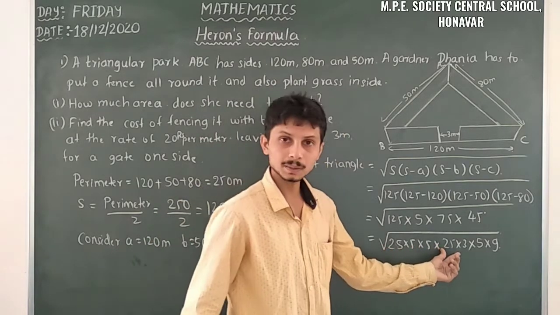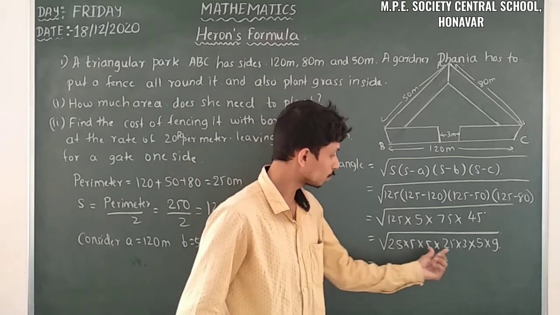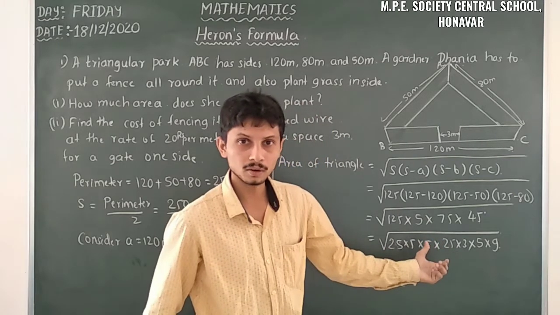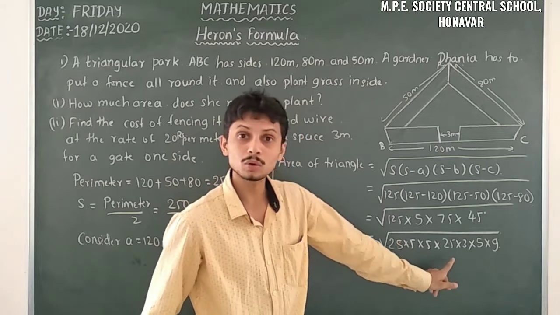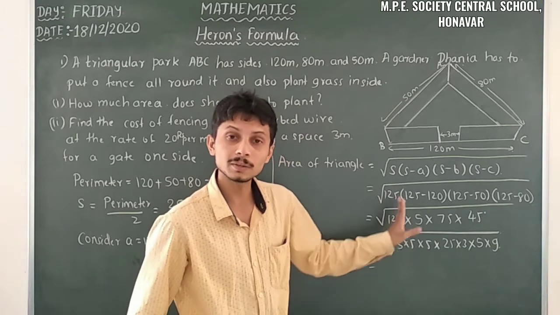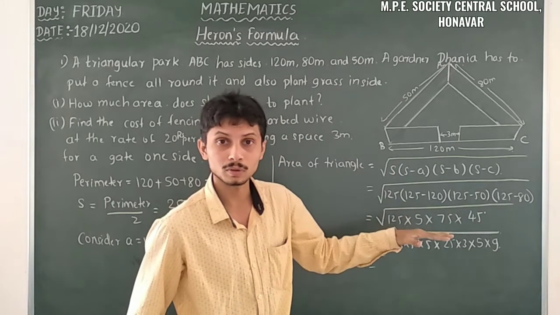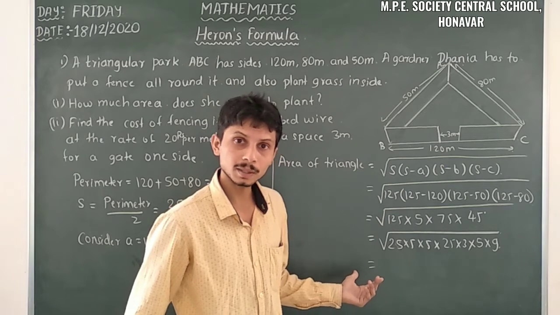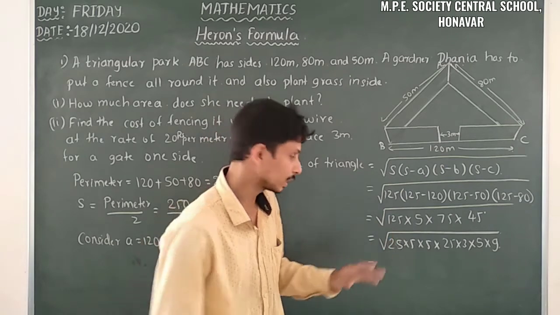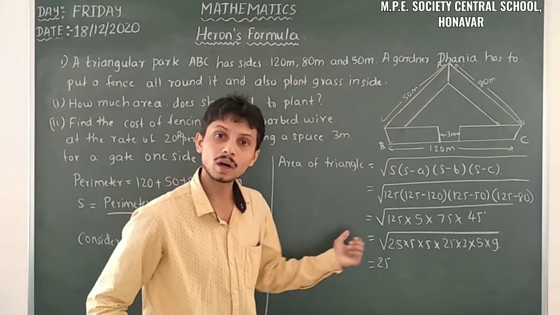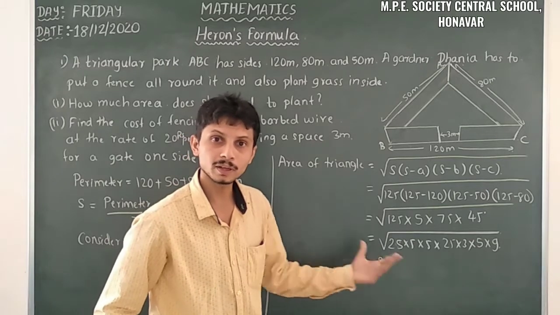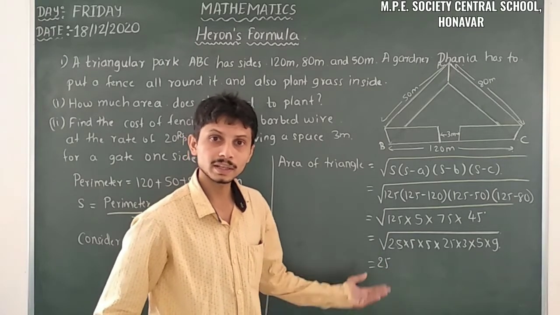Here also 25 is a perfect square. So inside the square root we have two 25s. Those two are multiplied, so that means 25 whole square. When we take it outside, the square root of 25 square means only 25 we can take outside.